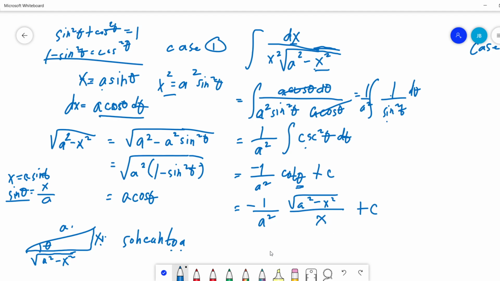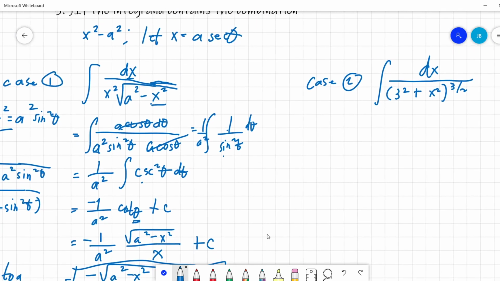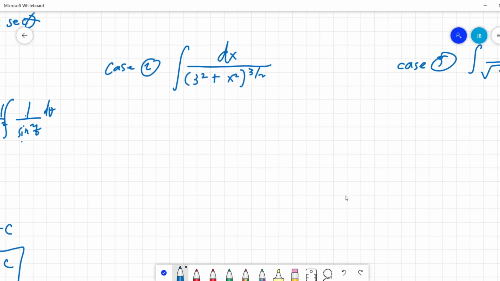Okay, so now, to simplify the answer, you can have the negative square root of a squared minus x squared over a squared x plus c. Now this is your final answer. All right, so that is for case number 1. It's an integration technique once again called trigonometric substitution. Now let's move on to the other examples.